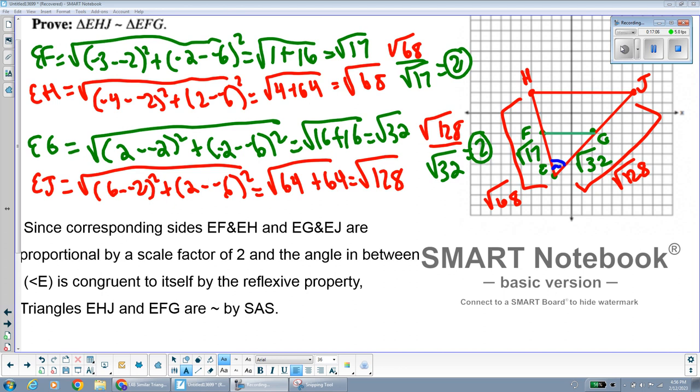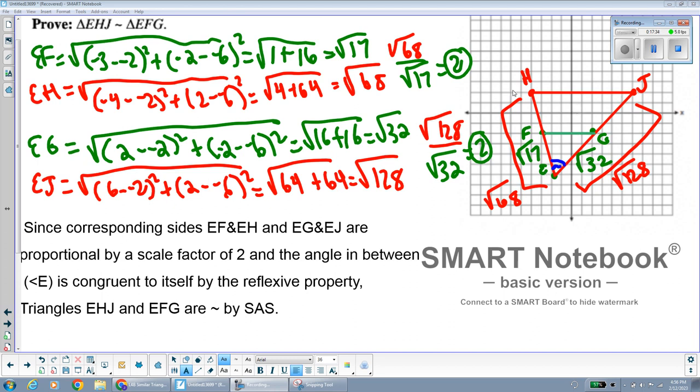So my concluding statement is, since corresponding sides EF and EH are proportional by a scale factor of 2, and EG and its corresponding side EJ is also proportional by a scale factor of 2, and the angle in between the two proportional sides is congruent to itself by reflexive property, triangles EFG and EHJ are similar by SAS.